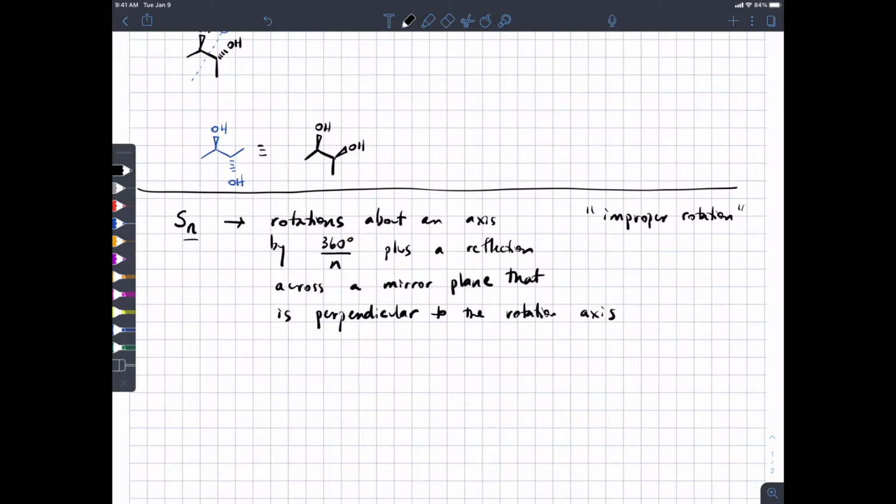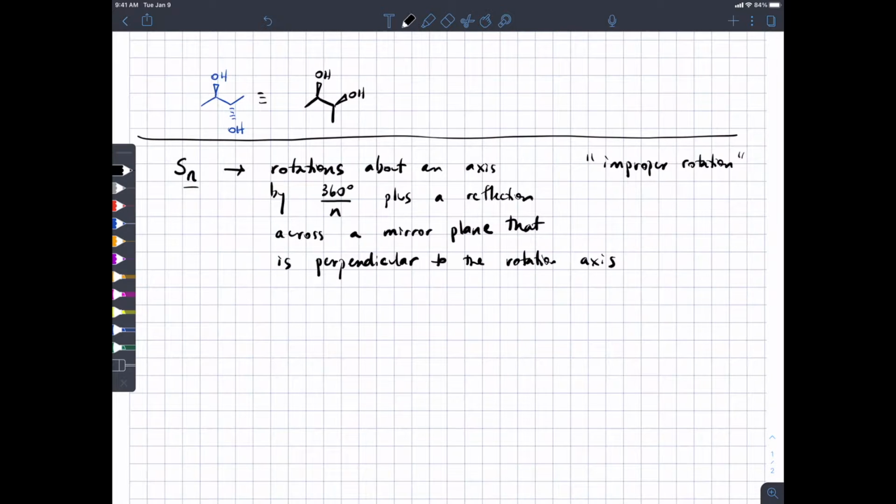Okay, what do we mean by that? So let me give you an example of an S2 symmetry operation. And actually, this is going to be that compound I showed you above, which I've already told you is achiral. So we're going to define a rotational axis here.